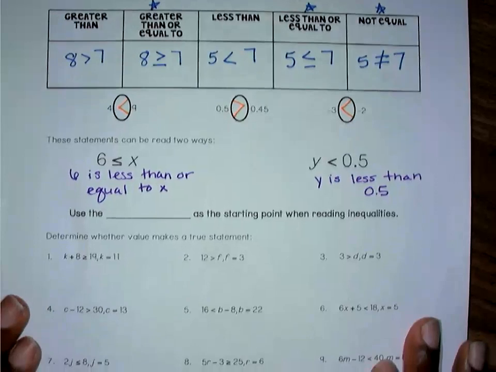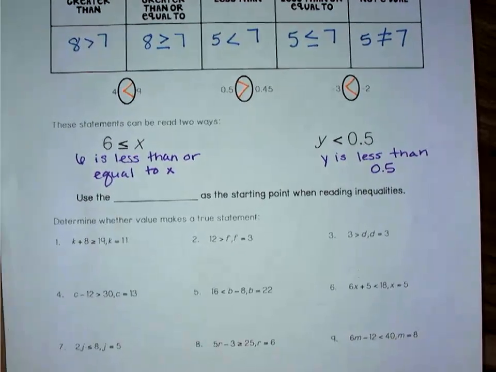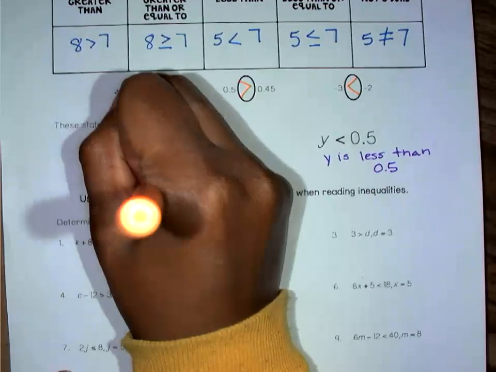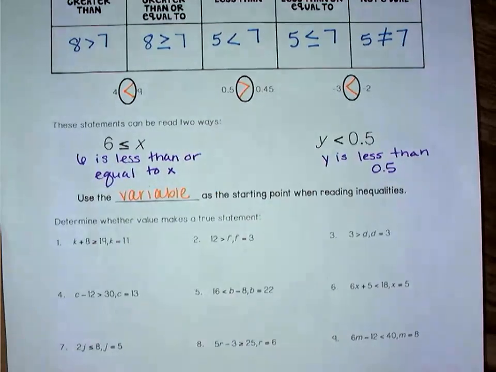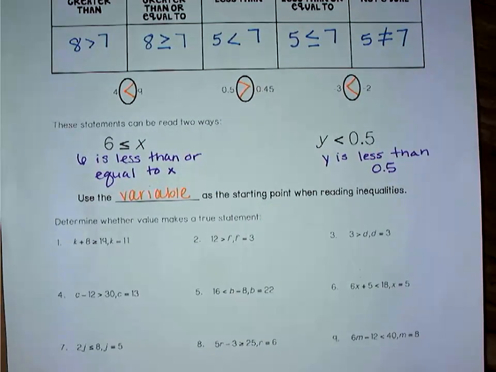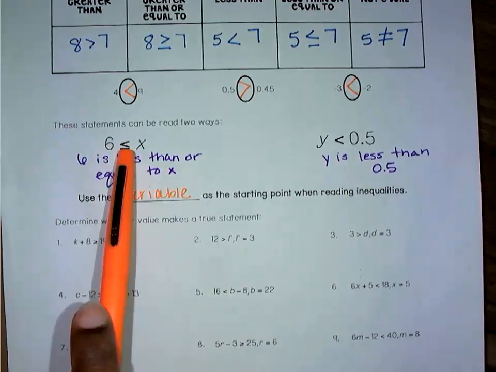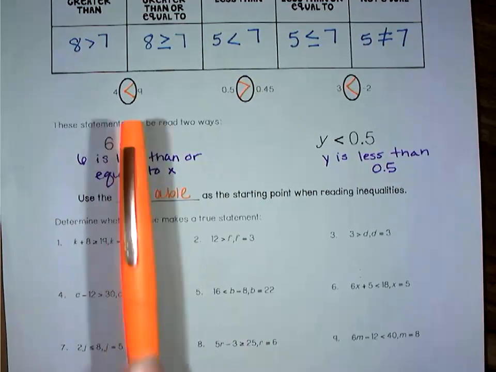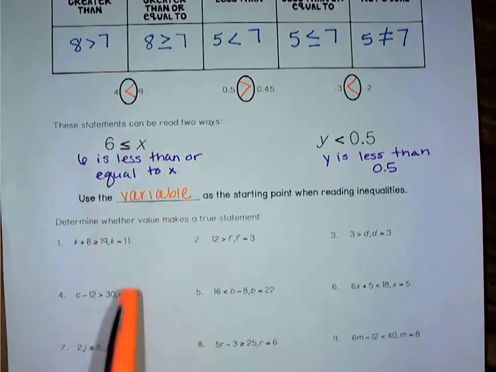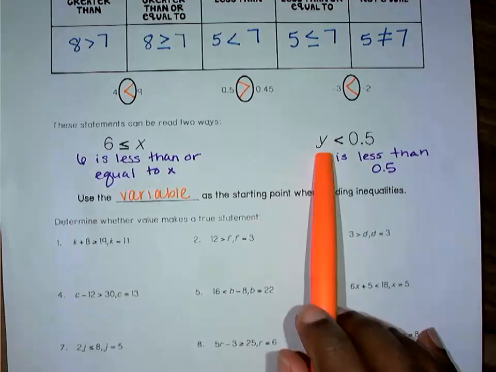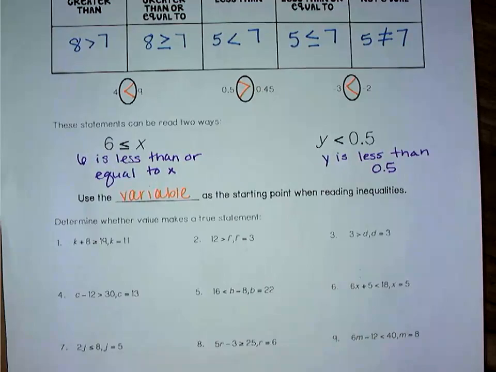Okay, so moving down a little bit further, that blank sentence right there says use the variable as the starting point when reading inequalities. All right. It's easier to understand when the variable is on the left, right? We can read this one because y is less than 0.5, but this one is not on the left, so it's harder to read. So in essence, if we had to flip it, it would be x is greater than or equal to 6 if you had to reverse it. But when the variable is on the left, it is much easier to read.